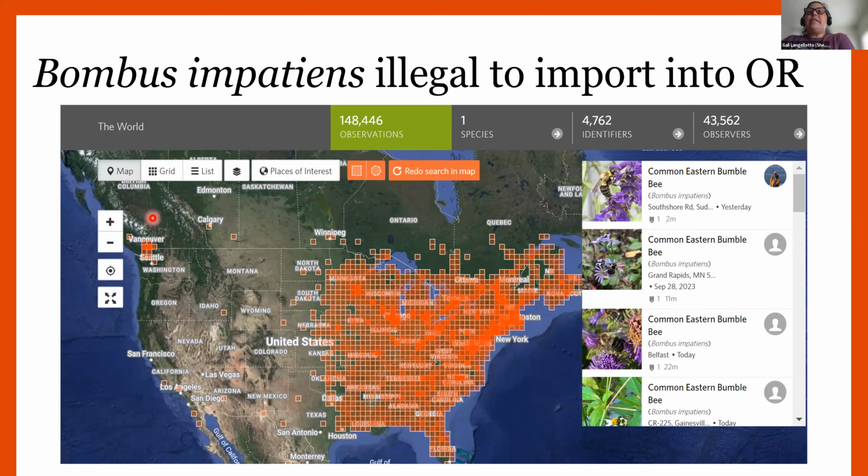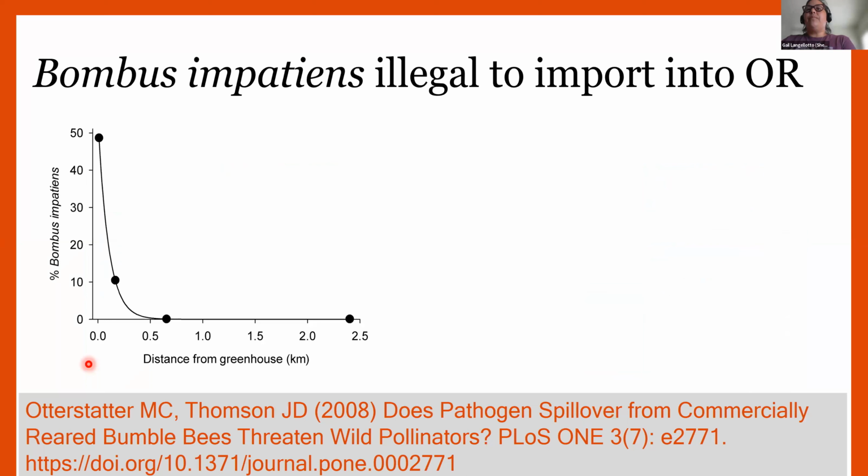But one thing you'll notice on this map of Bombus impatiens observations on iNaturalist is that we're starting to see local increases in Bombus impatiens in northern Washington and in the Vancouver, Canada area. And that is because Bombus impatiens was regularly imported to pollinate tomatoes in British Columbia greenhouses. And of course, they escaped. And when they escaped, they started to establish in the wild.